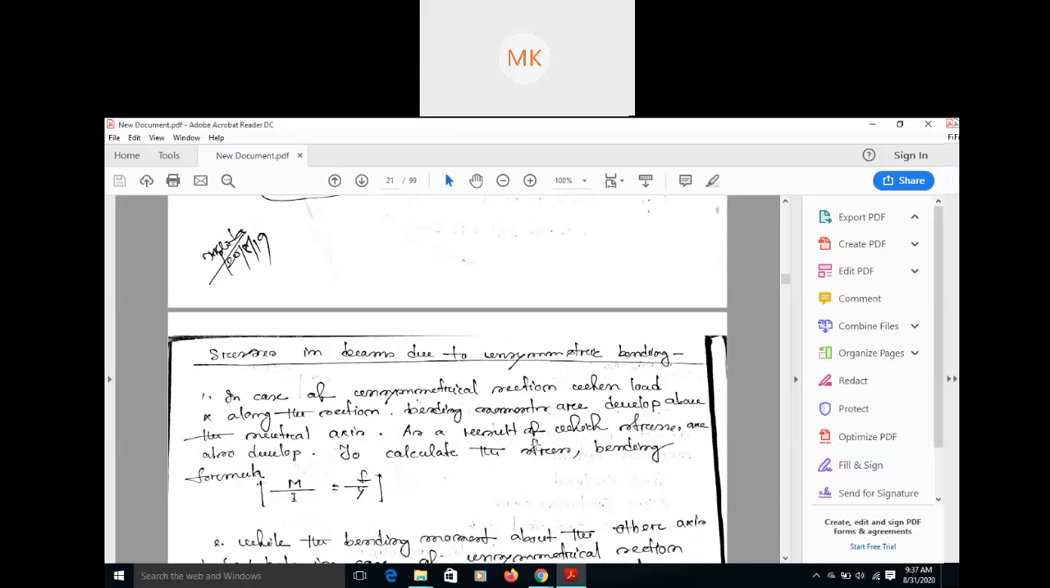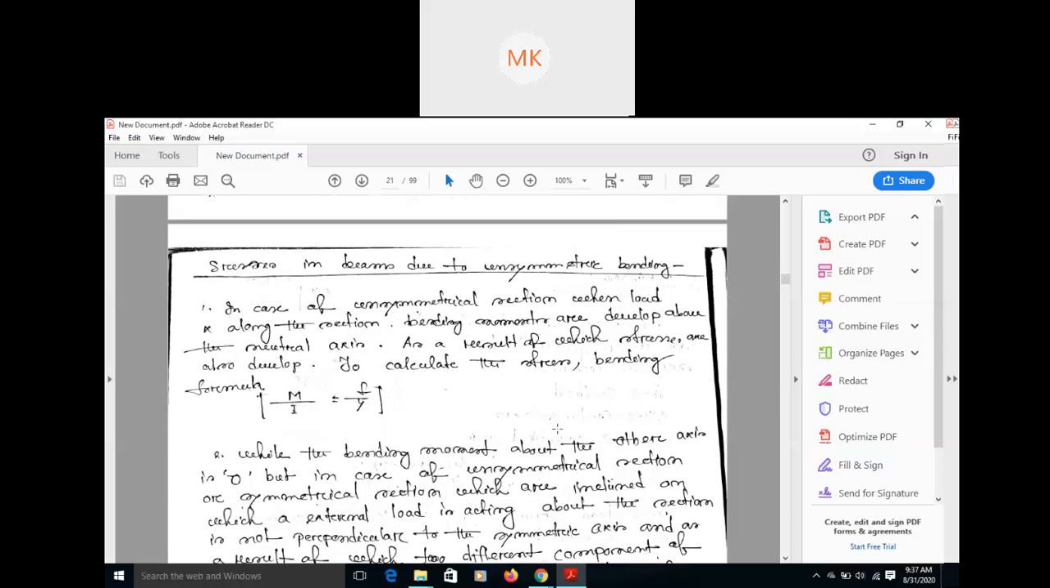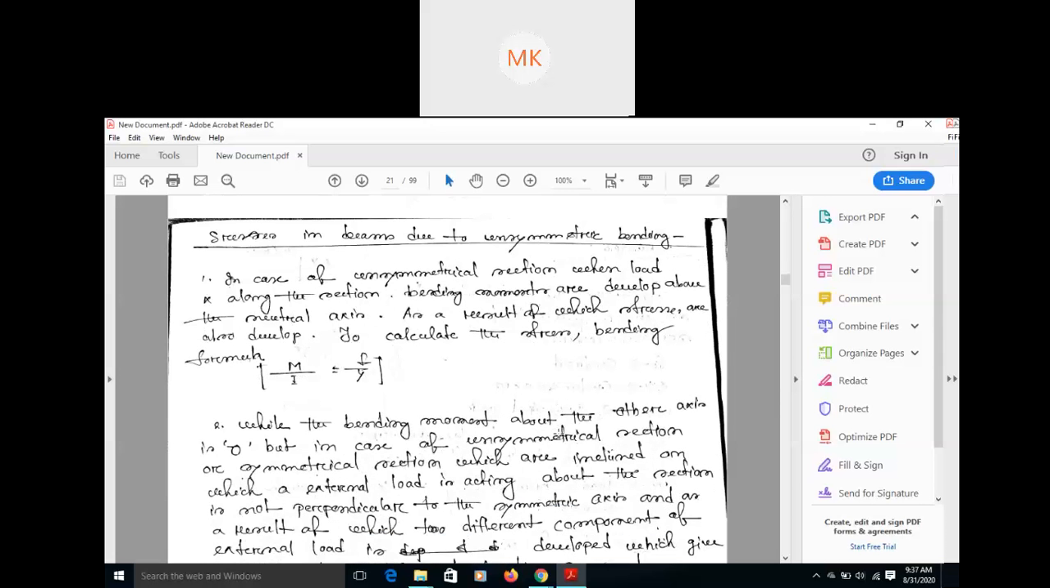Okay, fine. So after the last numerical, our next topic is stresses in beams due to unsymmetric bending. All of you, please go through this. What is written here? For this unsymmetric bending, how do we need to solve and what is the procedure? We will go one by one. First of all, we will derive the derivation. After the derivation, we will solve a numerical. It's a very simple one.